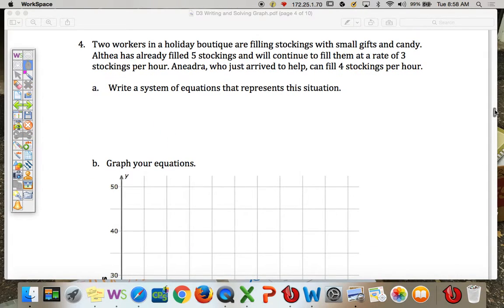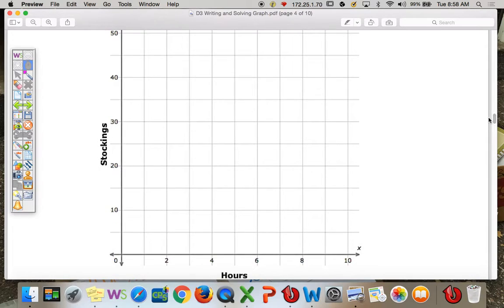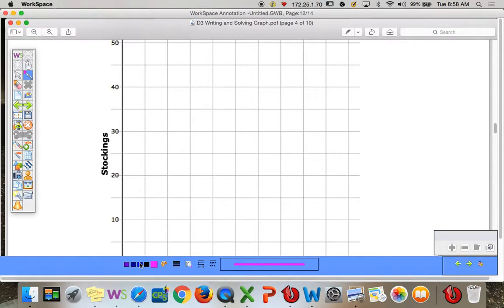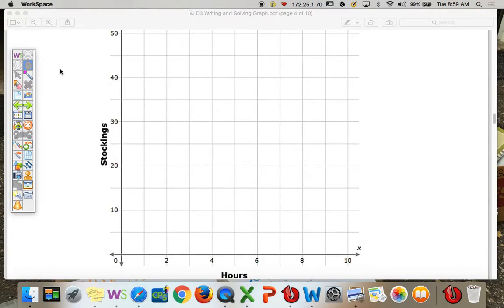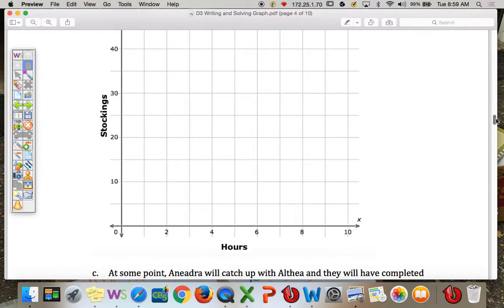So let's write those equations down again and graph them. Okay, so again, Thea was y equals 5 plus 3x, and Anidra was 4x. And again, hours is on the bottom here, so I shouldn't have cut that off, but I did.